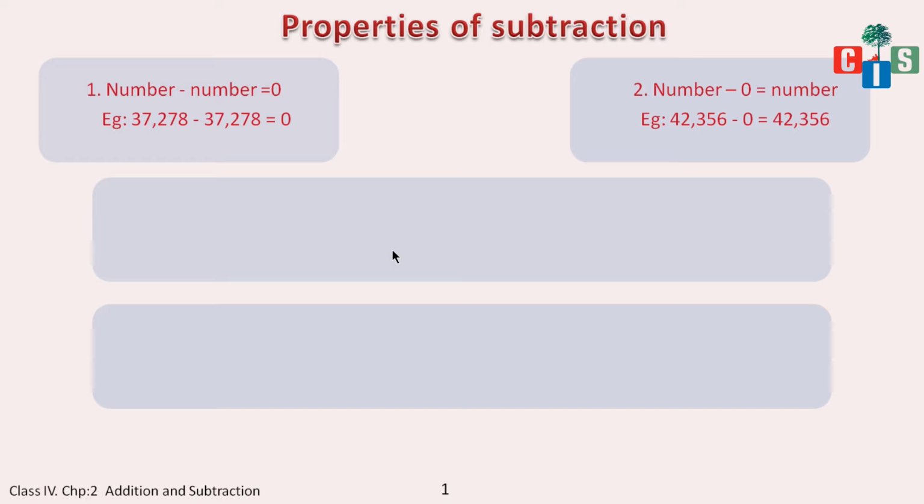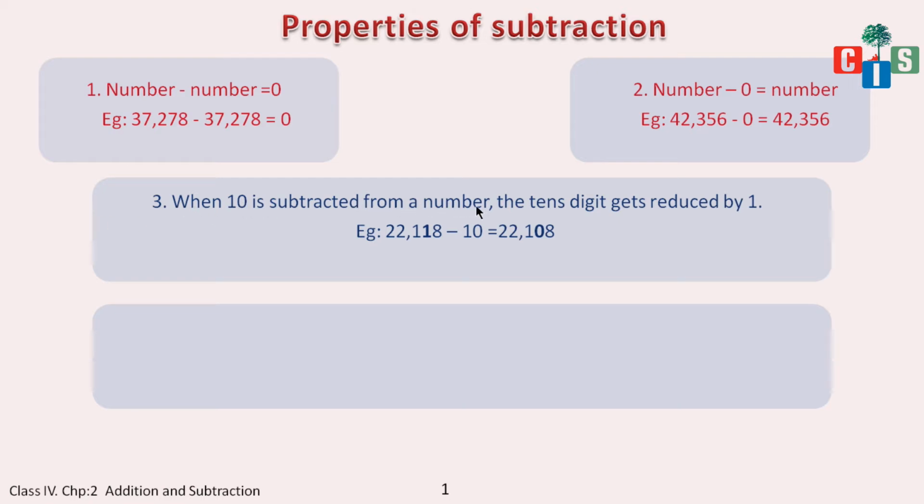Okay. Now let's have a third example, that is 22,118 minus 10. When any number is subtracted by 10, you have to see the tens digit. Here it's 1 and here the tens digit is 1. I have bolded it up. So 1 minus 1 will give me 0. This is the easier way to do. So when 10 is to be subtracted from a number, you have to just reduce the tens digit by 1. The tens digit gets reduced by 1.